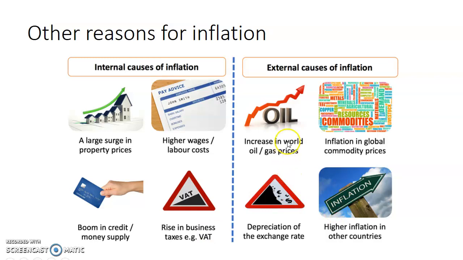Okay, now let's look at the external causes of inflation. Again, increase in the prices of oil. Okay, the gas prices give rise to inflation in global commodity prices. Depreciation of the exchange rate: exchange rate is, for example, Australian dollar converted into US dollar, or Australian dollar converted into euro. If the value is decreasing, that tells you that inflation is rising. Okay, higher inflation in other countries. If there is inflation in other countries from where we buy goods and services, then the costs are likely to be passed on to our customers again.